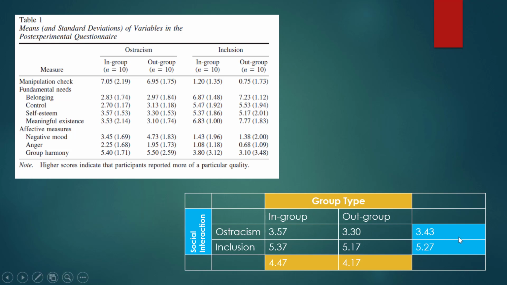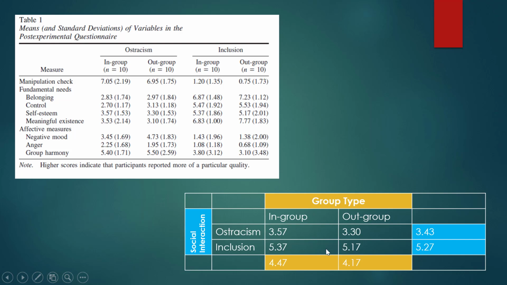So here we had a main effect for social interaction, but not a main effect for group type. Whether you're ostracized or included, remember ostracized means kind of outcast, the people that were included in the text messages had a higher self-esteem than those that were not. Group type did not appear to have an effect, whether they were in the in-group or the out-group. And then for an interaction, we look at these means.